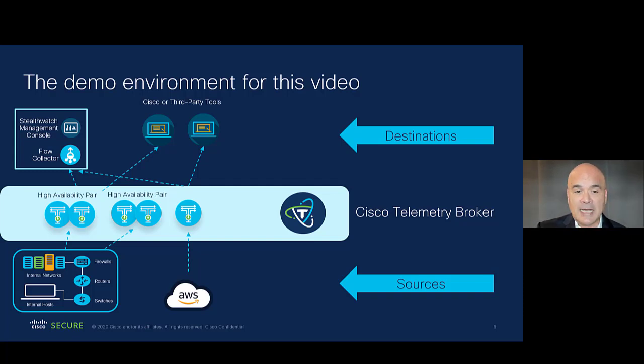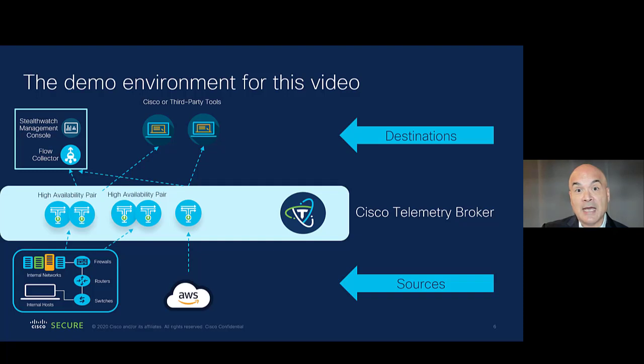At the bottom, I have a bunch of infrastructure: routers, switches, firewalls. They're all sending NetFlow, syslog, some form of telemetry up. And in the demo, I'm also going to show you how we take AWS VPC flow logs and convert that to IPFIX to send to StealthWatch in a very native and understandable format.